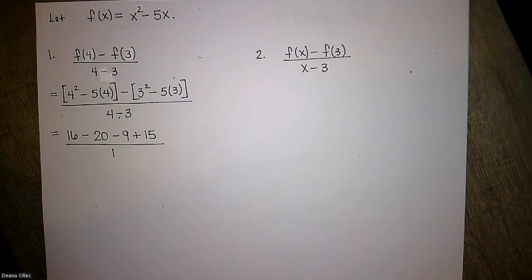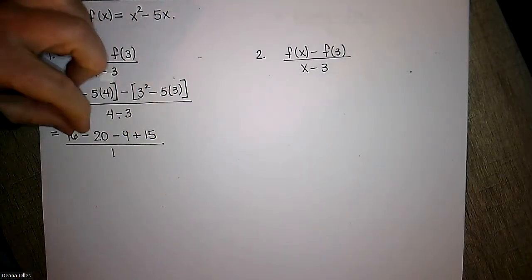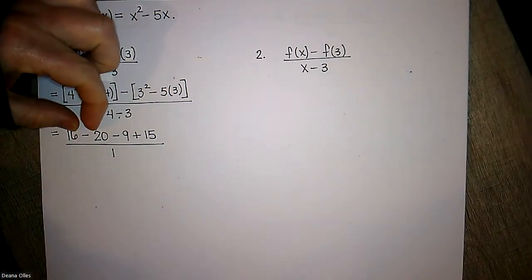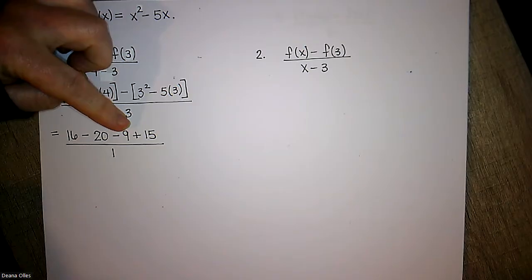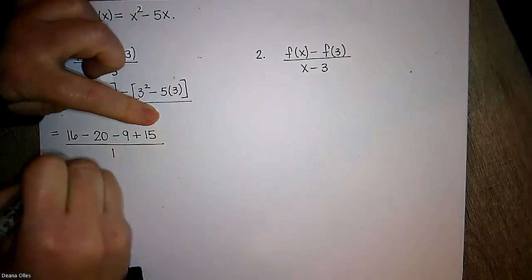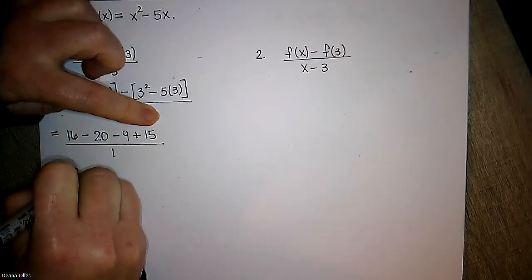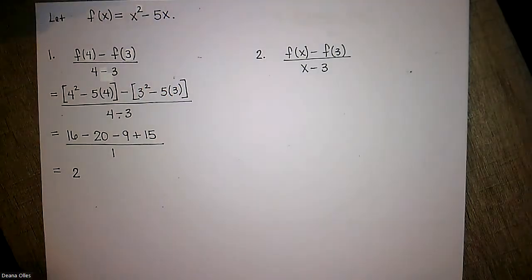Right? And so now I just have to clean up my numerator. So 16 minus 20 is going to be negative 4. Negative 4 and negative 9 is negative 13. Negative 13 plus 15 is positive 2. So my answer is 2. Nice and clean.